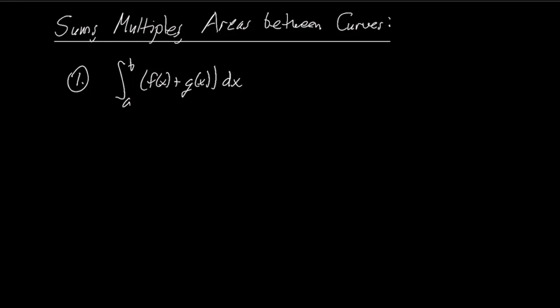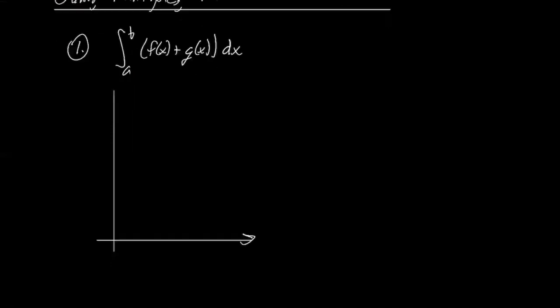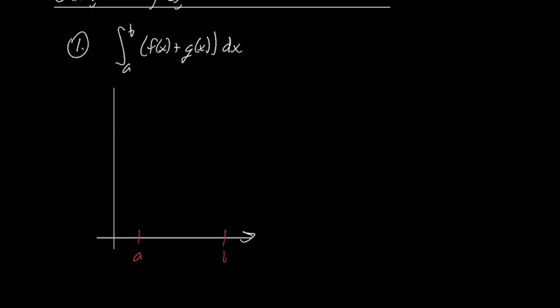Well, let's draw a picture of this. Let's say we have some situation like this from a to b. And if we had f of x, let's draw f of x as some sort of curve. And what I really want to do is think about f of x plus g of x. So this first one is y equals f of x. This one is y equals f of x plus g of x.